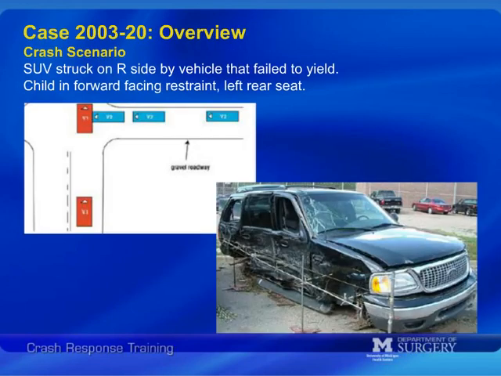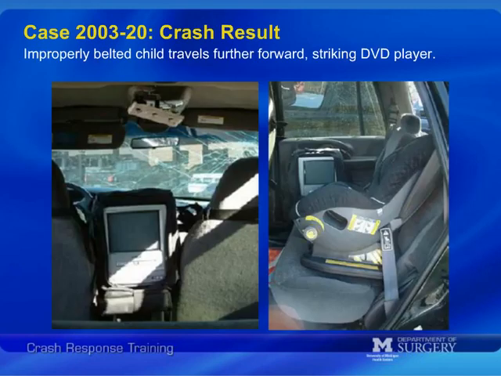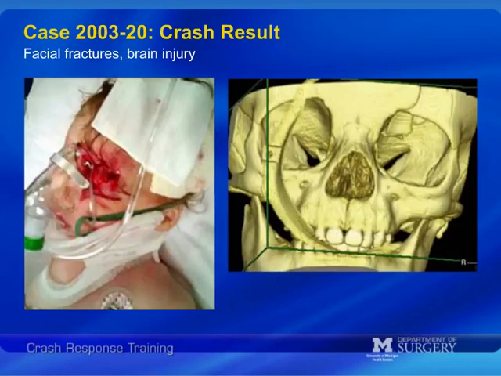Let's take a look at another crash. This is that of a SUV that was struck on the right side by a vehicle that failed to yield at a stop sign. In our case vehicle, there was a child that was forward-facing in the left rear seat. This child was improperly belted and therefore traveled further forward, striking the DVD player that was installed here between the two front seats. The result was very severe facial fractures. You can see here on the 3D reconstruction of the facial bones, and on top of that, severe brain injury.